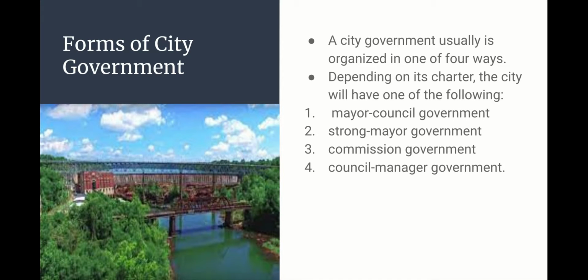So let's talk about the forms of city government. A city government usually is organized in one of four ways. Depending on its charter, the city will have one of the following governments. Either you have a mayor-council system, where you have a mayor at the top of the hierarchy of authority, followed by the city council, which is the legislative branch, where you have a strong mayor government, where your mayor has complete control of the city government. You have a commission government, where a group of representatives manage your town, with no mayor. Then in the other option, you have a city council that is the top leading authority in the city, with a city manager who is hired by the council to work as a weaker mayor.